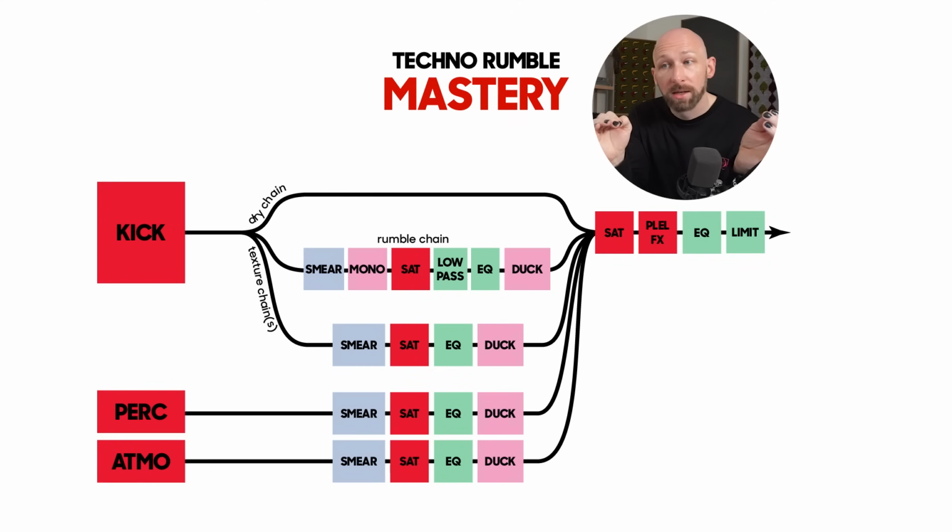Our rumble chain stays the same. We already have a pretty good low-end rumble. What we want now is texture and nuance in the highs. And there's a couple of different layers that we can add to achieve that.